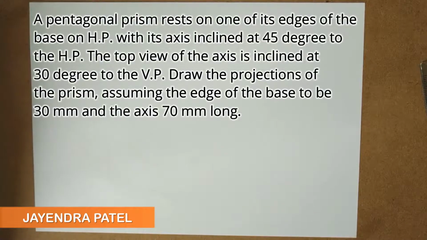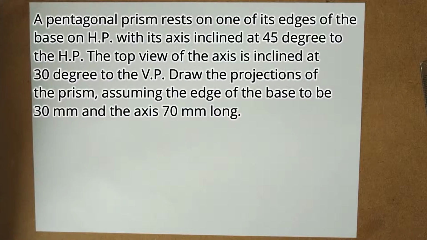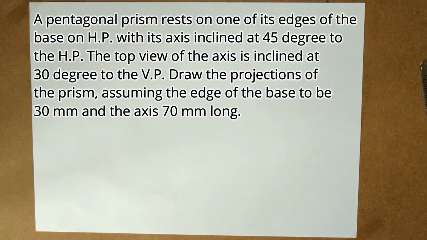This is the solution for sheet number 7, problem number 1. A pentagonal prism rests on one of its edges of the base on HP with its axis inclined at 45 degrees to the HP. The top view of the axis is inclined at 30 degrees to VP. Draw the projection of the prism assuming the edge of the base to be 30 mm and axis 70 mm long.